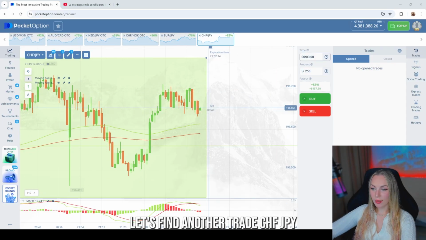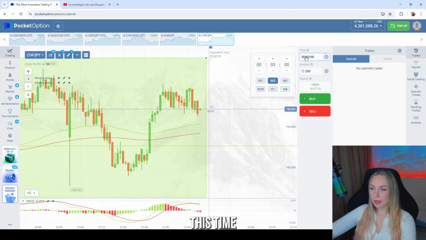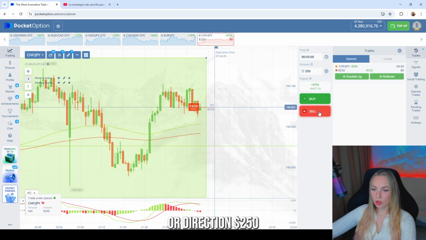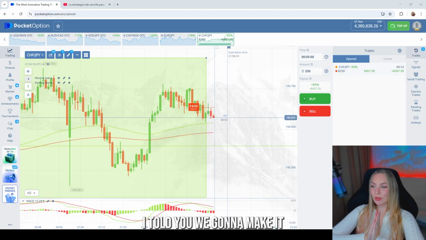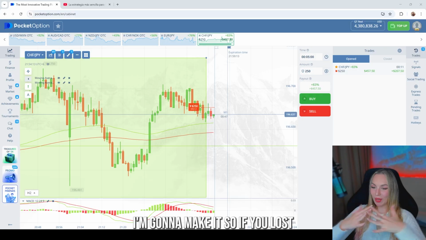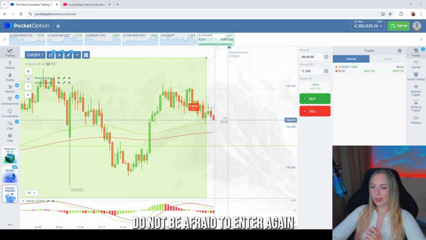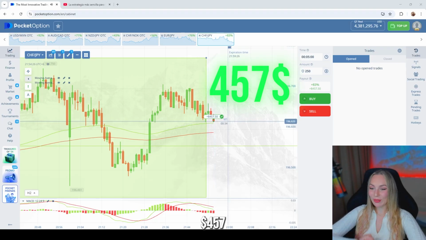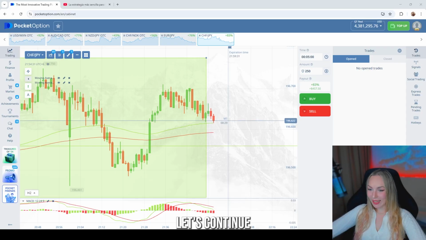CHF JPY, I think right now is the perfect moment for us to enter, but this time let's enter for 5 minutes in the downward direction. $250. Let's go. I told you we gonna make it. So if you opened a bad trade on one active, do not be afraid to enter again, because the next one can be super profitable, like this one. $457. Amazing profit. Let's continue.